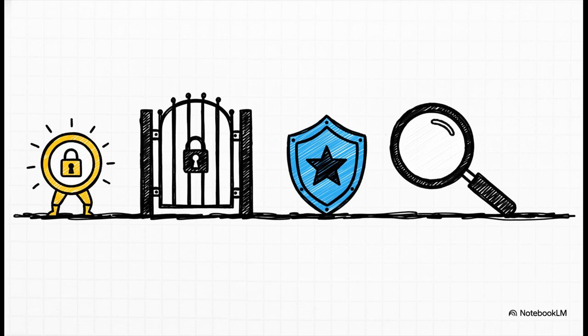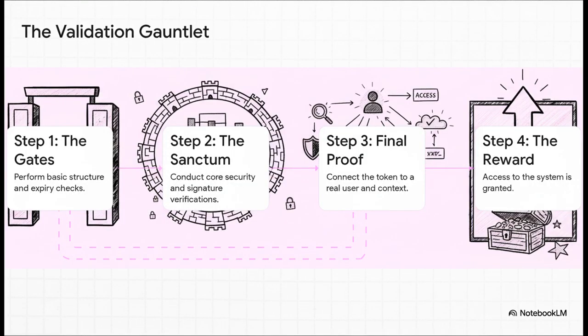It can't just waltz in and expect the red carpet. Oh no. It has to prove its worth by running a gauntlet of really tough checks, and each one is designed to expose any little weakness or lie. So, this whole journey happens in 4 main stages. First, the token's got to get past the outer gates, right? That's where we do some quick, basic checks. If it passes, it gets into the inner sanctum for some serious security scrutiny. If it survives that, it has to give us one final piece of proof, connecting its digital identity to a real user. And only then, only after all that, is the reward granted: access.